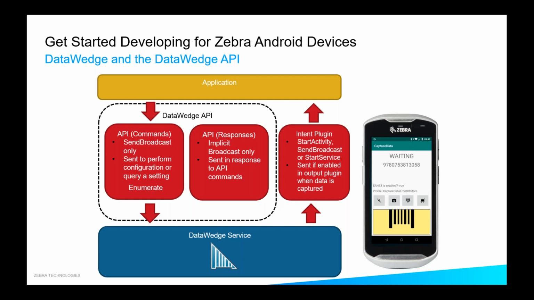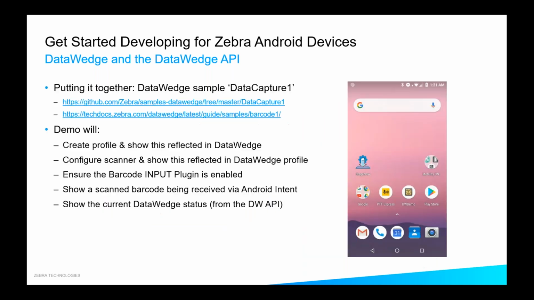If you enumerate the scanners with the enumerate API, then you receive back in your application an array of scanners, and this is through a broadcast intent only. So again, I've got a broadcast receiver in my application which is receiving information back from the DataEdge API, which comes from the DataEdge service.